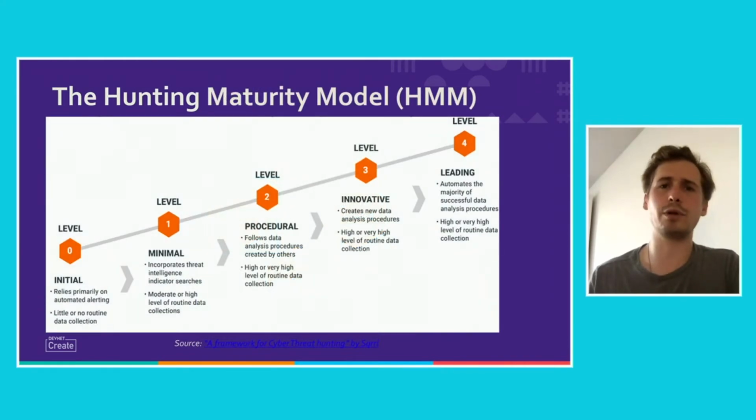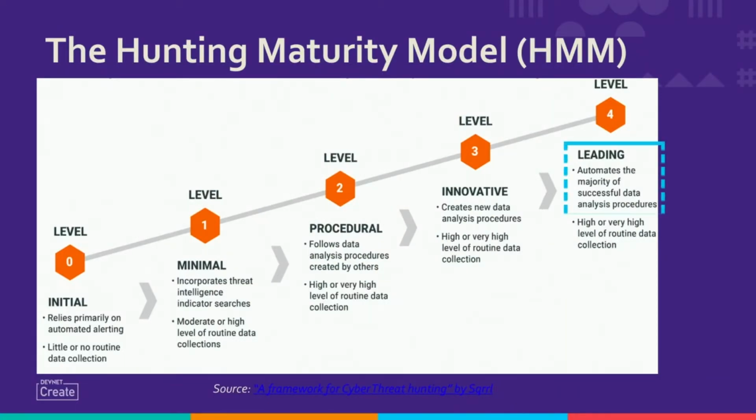Shown here, you have the hunting maturity model, or HMM. As you can see, you have your level 0 all the way on the left and your level 4 all the way on top. If you have a look at the highlighted area right now, you see that automation is actually one of the key pillars in getting to a higher level. If you are able to automate a majority of your data analysis procedures, as is mentioned here, you are one of the leading levels of hunting maturity, whereas all the way at the bottom, you just rely on some automated alerting. So why not try this with the script that I made? And by the way, the script will be completely available to you afterwards.